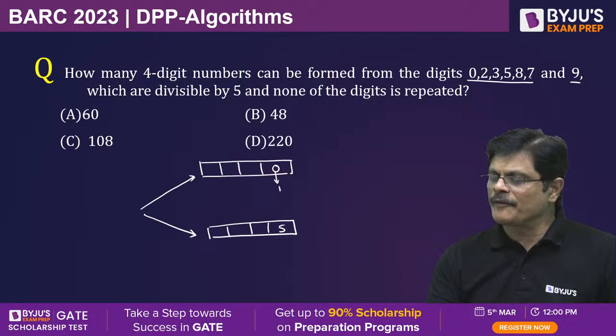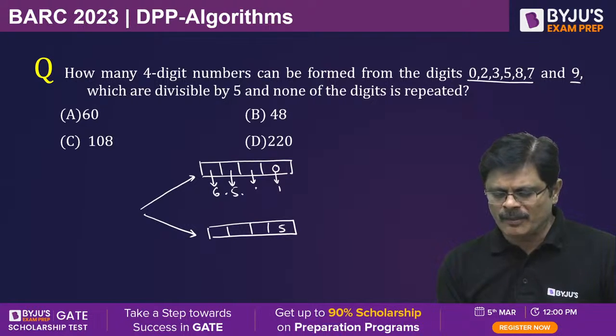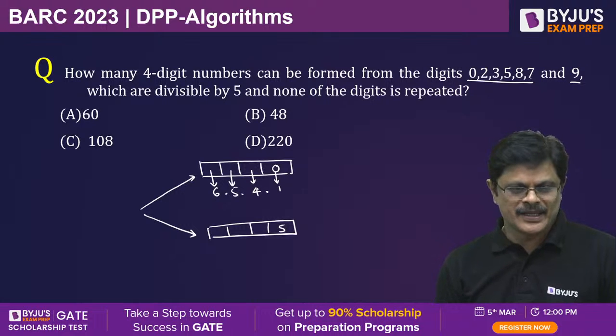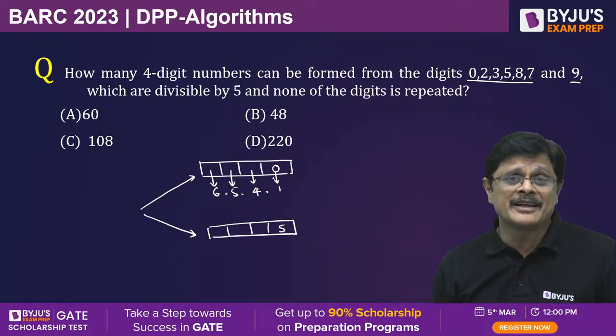Remaining how many? 1, 2, 3, 4, 5, 6 are there. Because 0 is already placed, there is no problem. Here you can have 6 choices, because without repetition there are 5 choices here. Without repetition there are 4 choices here. So the answer for this would be 6 into 5 into 4 when it is ending with 0.